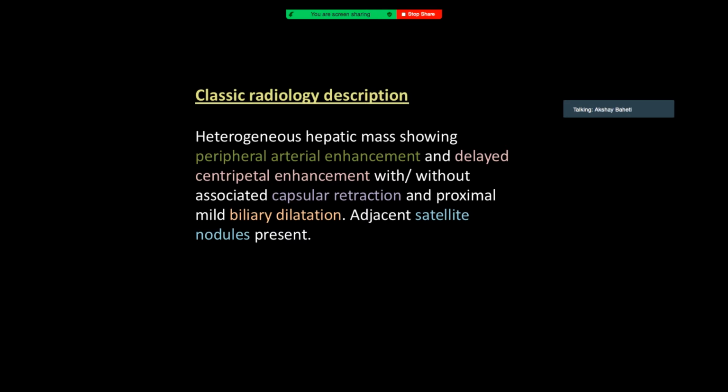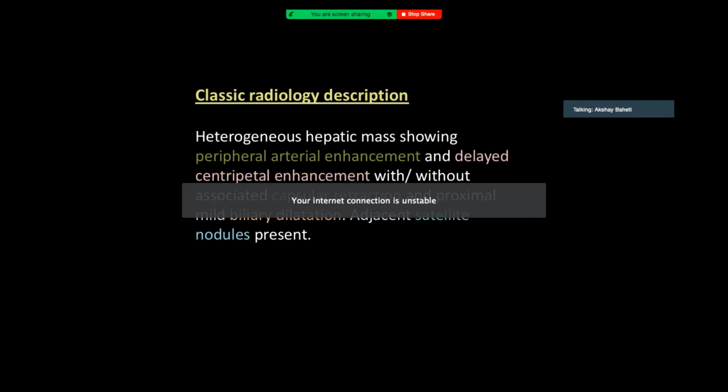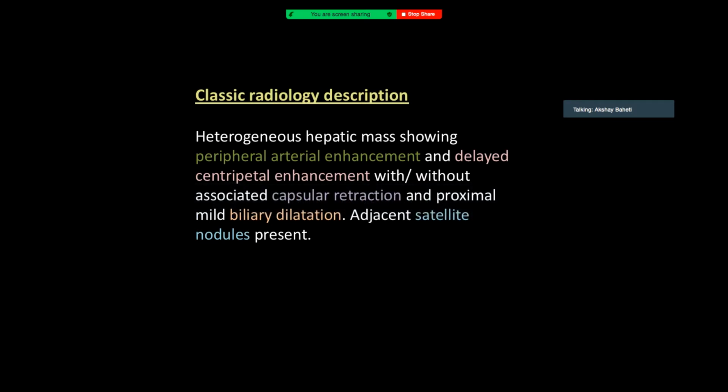It will also have peripheral arterial enhancement like METs, like hemangioma. It will have delayed centripetal enhancement. Okay, so filling in will be there. So again, that will be similar to hemangioma, but the peripheral enhancement is never nodular and discontinuous, right? There can be capsular retraction, there can be biliary dilatation, and satellite nodules may be seen. So all of these have a pathologic correlate, right?